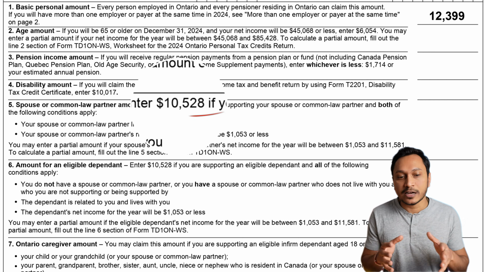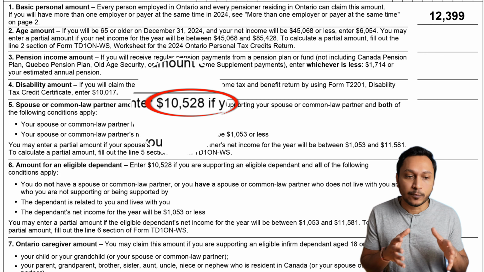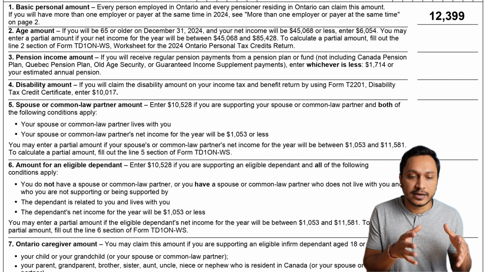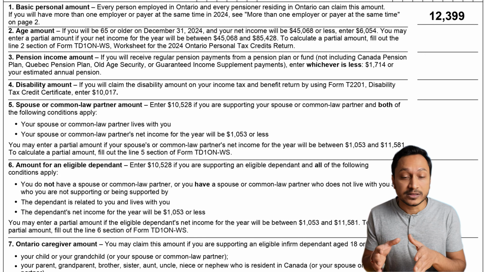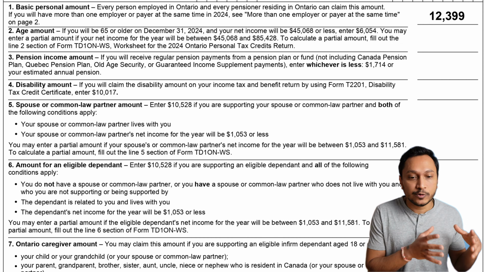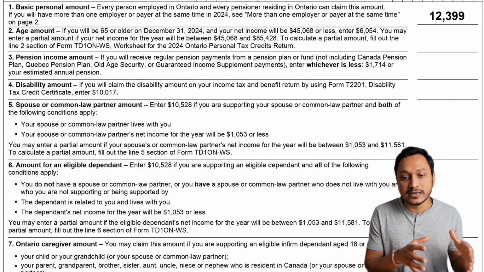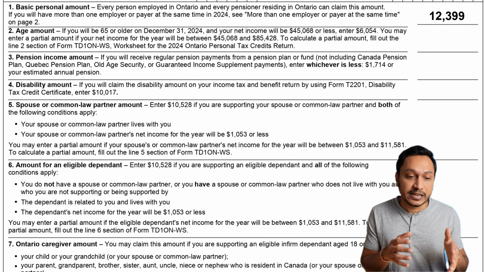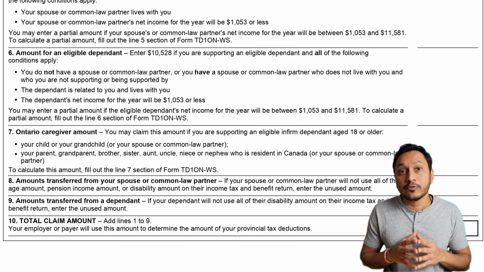You can enter $10,528 if you are supporting your spouse. Supporting your spouse means the spouse lives with you and the spouse's net income is less than $1,053 for the tax year. You can enter the partial amount if your spouse's net income is more than $1,053 but less than $11,581. The next box is the amount for eligible dependent.